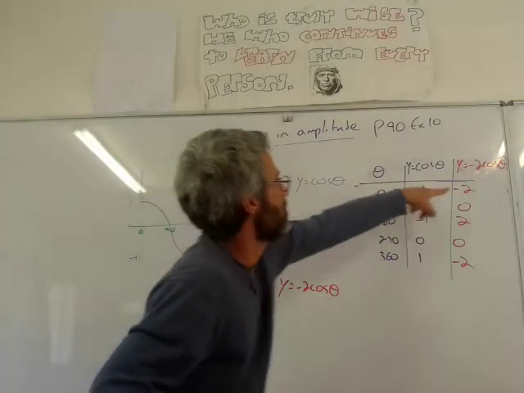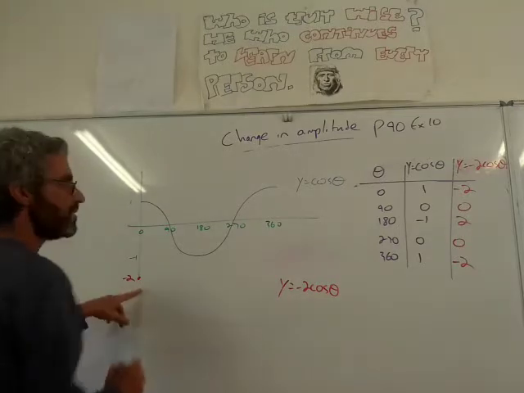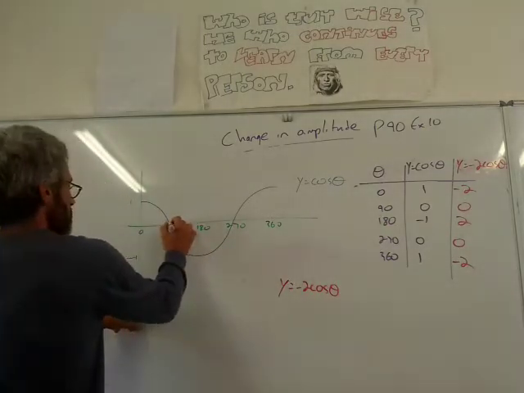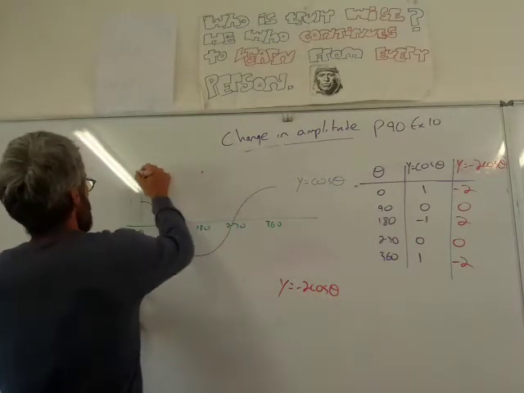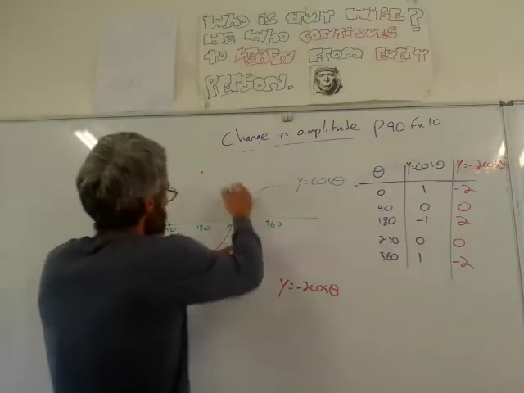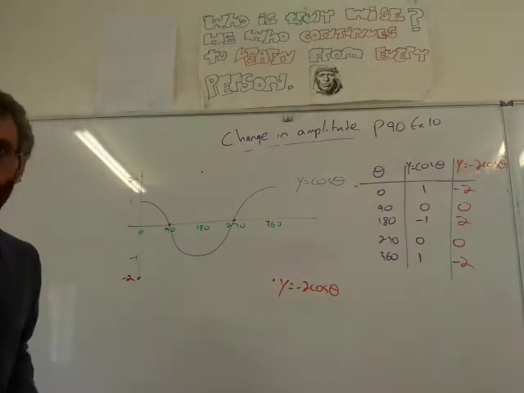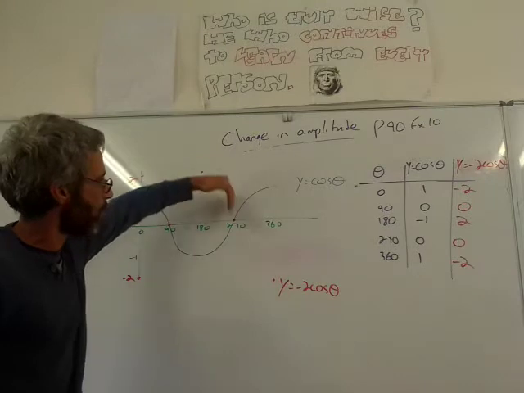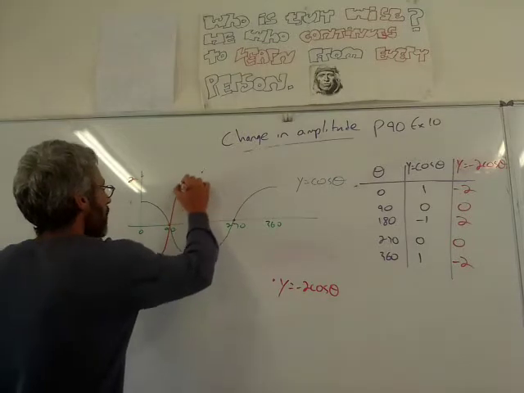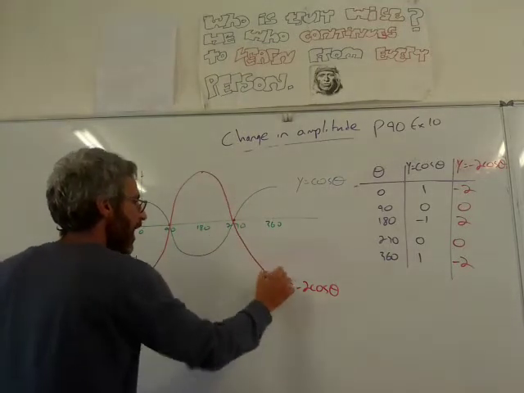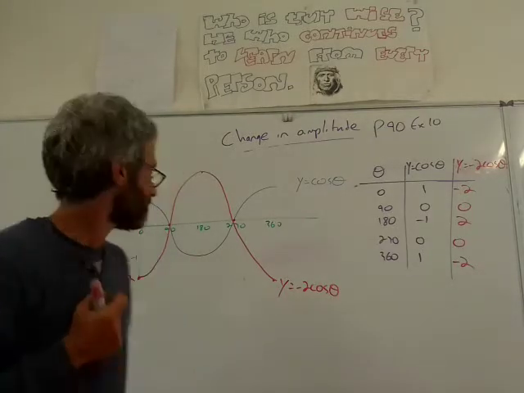So at 0, minus 2 cosine theta will be minus 2. So I'm starting from here. At 90, it will go back to 0. At 180, it will go to 2. So 2, let's say, is here. At 270, it will go back to 0. And at 360, it will go back to minus 2. So you can see now I've got these little points, and all I've got to do is draw a graph. Okay, so we're going to make a nice curvy graph going through all these points, and we're going to get the graph I wanted.